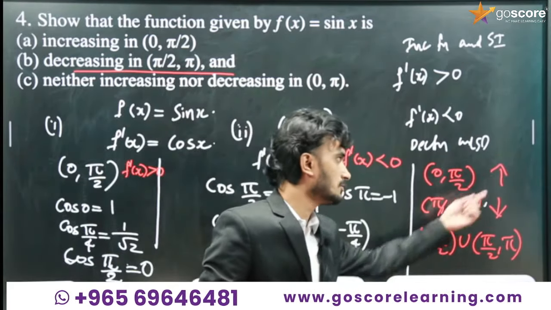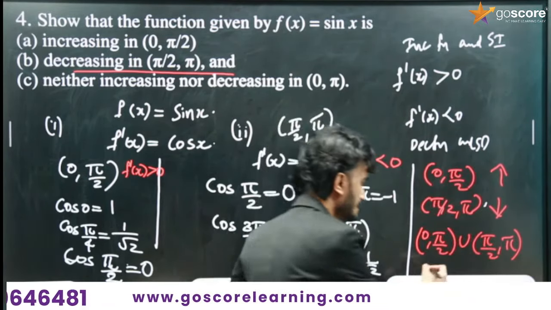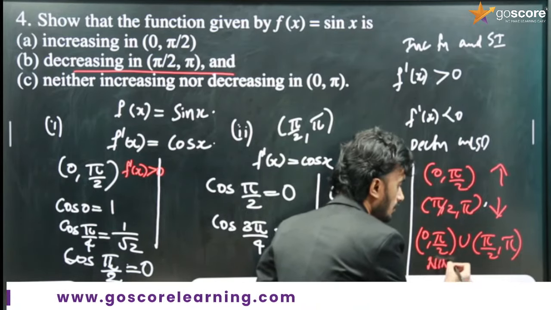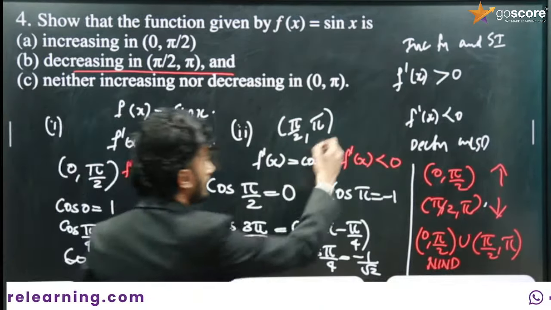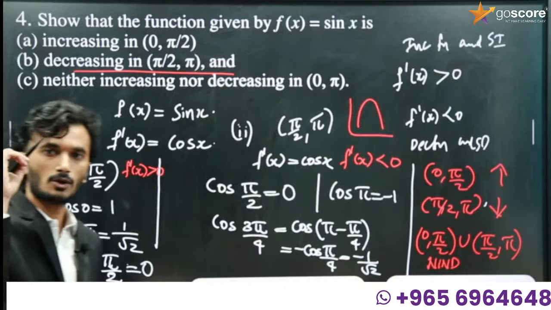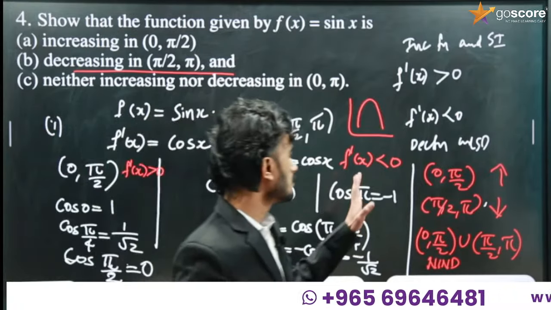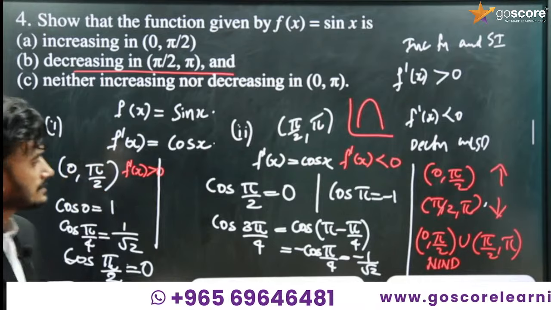That means 0 to pi by 2, it is an increasing function. Pi by 2 to pi, it is a decreasing function. So it is neither increasing nor decreasing. It is the same as a parabola, increasing and decreasing. It has positive slope and negative slope, right? So this one is the solution for this question.